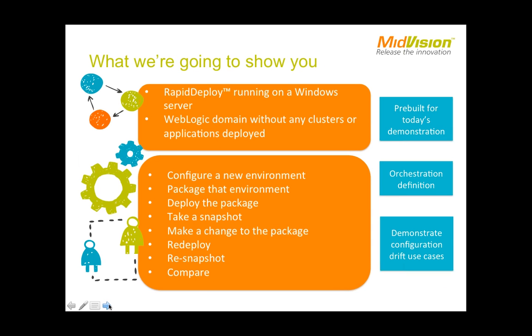What I am going to show you are the components of the plugin inside the framework. So RapidDeploy is going to be running on a Windows server. We are going to have the binaries already installed, but it won't have any domain created. So we're going to go through the process of how to define a domain. We're going to create the model for that domain, and then we're going to deploy that domain, and because that domain isn't there already, it will create it. It will also configure that environment with an EAR file and a cluster or a server. Then we're going to look at the configuration we've created.